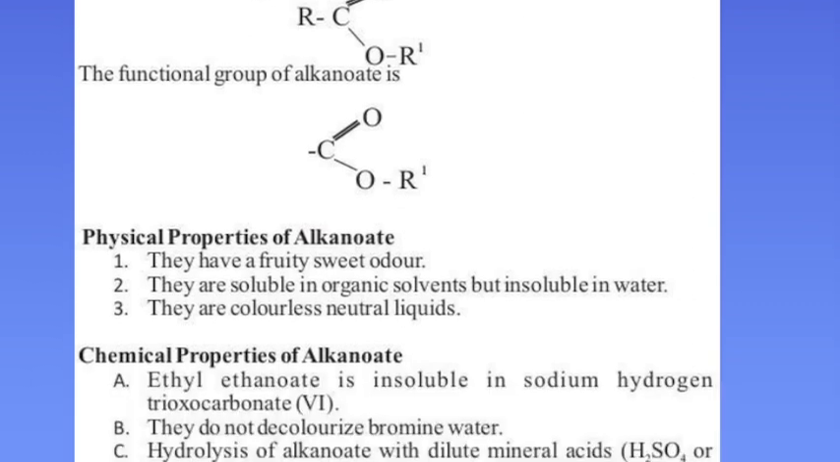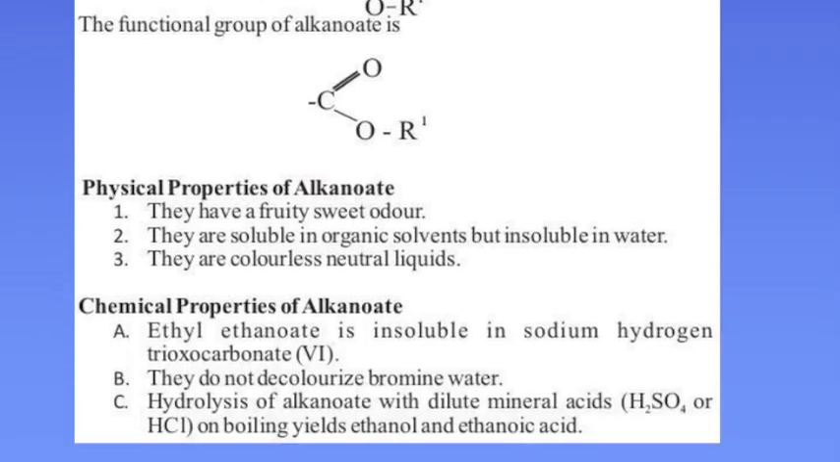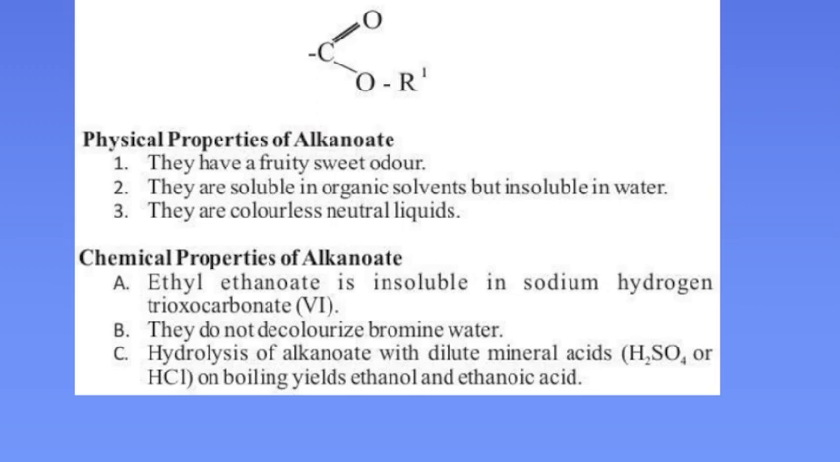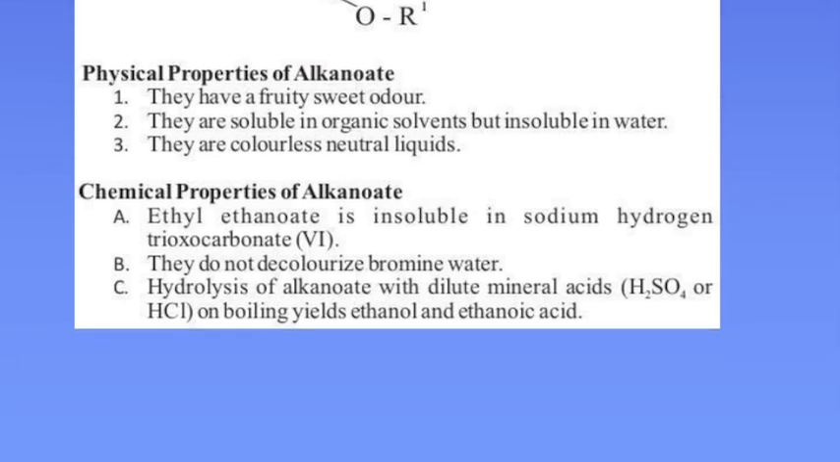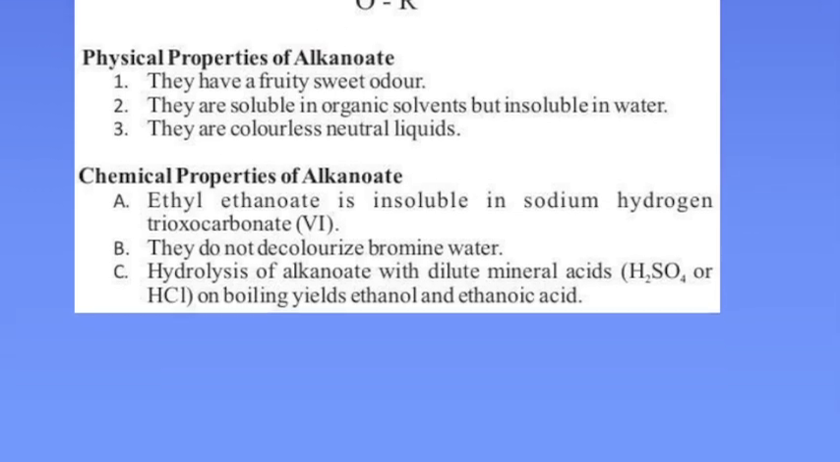With this said, what then are the physical properties of alkanoates? They have a fruity, sweet odor. They are soluble in organic solvents but insoluble in water. They are colorless, neutral liquids. And then their chemical properties include that ethyl ethanoate is insoluble in sodium hydrogencarbonate. They do not decolorize bromine water because they are not unsaturated.